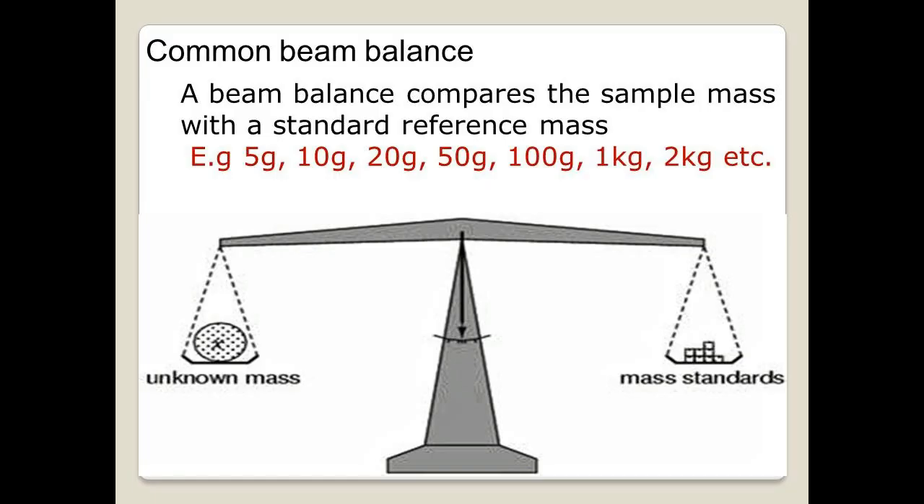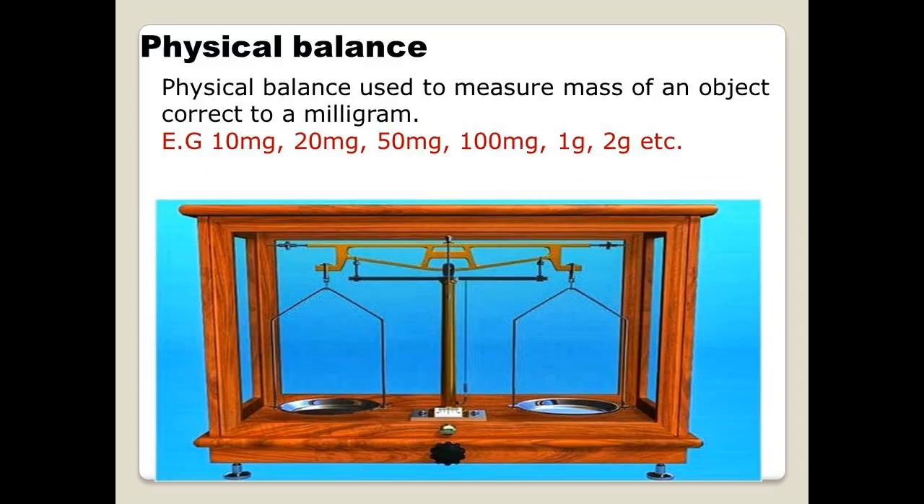Common beam balance. A beam balance compares the sample mass with the standard reference mass. Here we have 5 gram, 10 gram, 20 gram, 50 gram, 100 gram, 1 kilogram, 2 kilogram, etc.